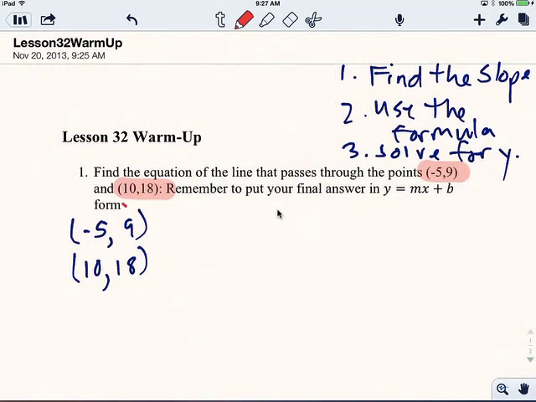And so I need to find the changes. Remember that the y's are over here and x's are over here, so I'm going to find the change in y and the change in x. And when I'm thinking about slope, I need to find the change in y divided by the change in x.